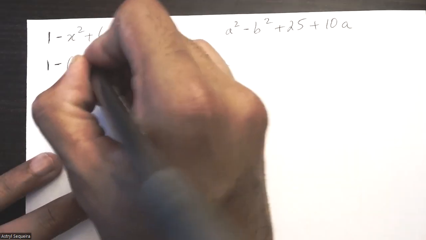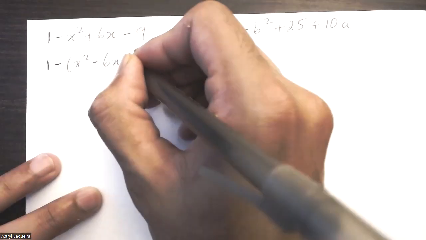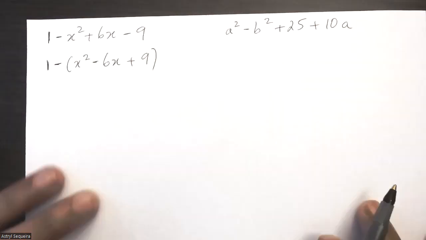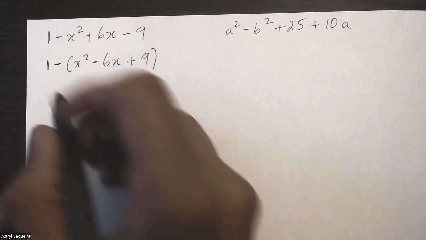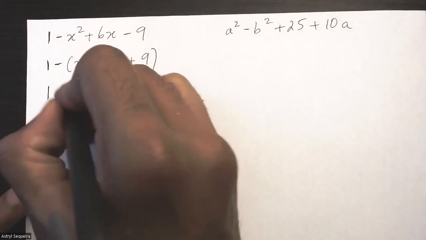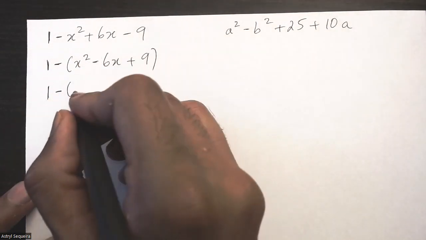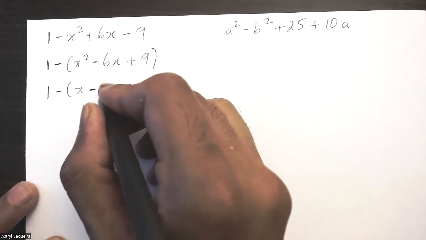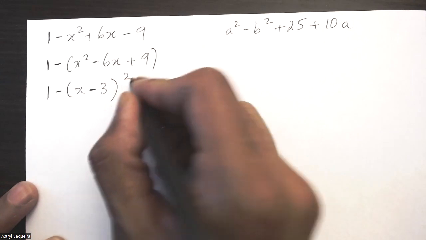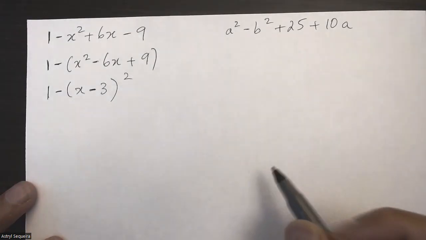Now this becomes x squared minus 6x plus 9. And now we can perfect square this. This is a pretty easy perfect square. You should know the method. Square root of x squared is just x. Take the sign from the middle term, and square root of 9 is 3. So I have 1 minus (x minus 3) squared.